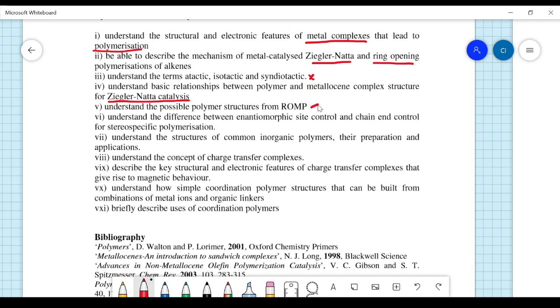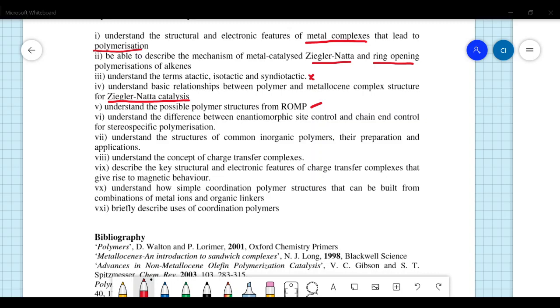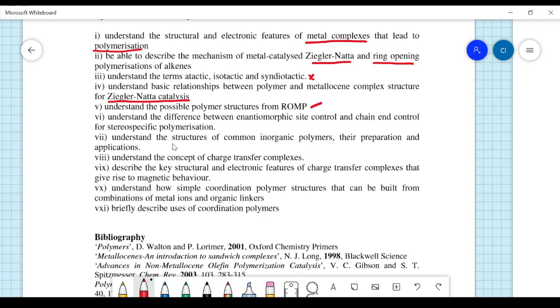Then ring opening mechanism of this, and that comes under the polysulfur nitride. And you should understand the concept of particularly the charge transfer complexes. It is very important there. Some common inorganic polymers like silicates and zeolites are also needed very importantly. And then how simple coordination polymer structures can be built from combination of metal ions and organic linkers. So this is an organic and inorganic polymer. It's a combined one that is also there.